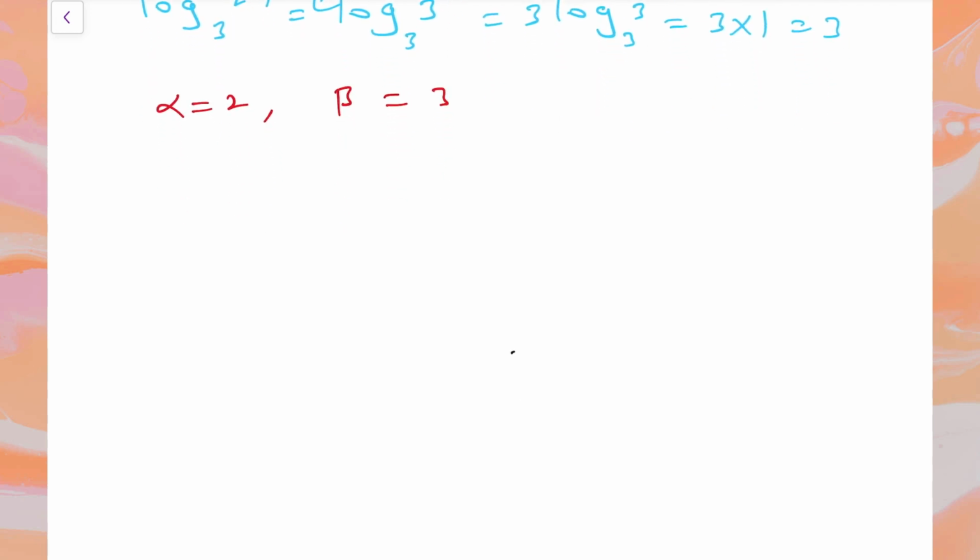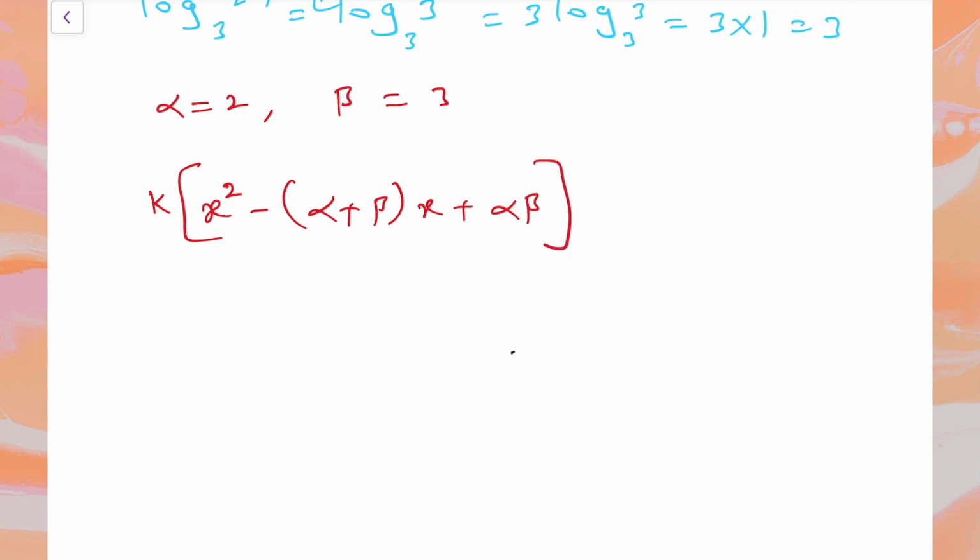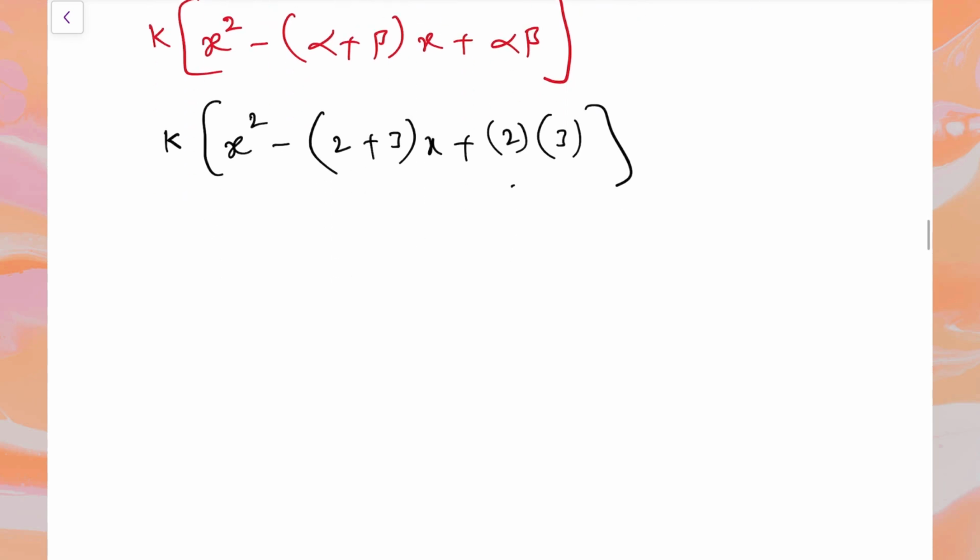Now we have alpha and beta values, which are nothing but the zeros of a polynomial. Then we need to find the polynomial. When we have zeros of a polynomial, the formula we use is k into x square minus (alpha plus beta) into x plus alpha beta. K into x square minus (2 plus 3) into x plus 2 into 3. K into x square minus 5x plus 6.